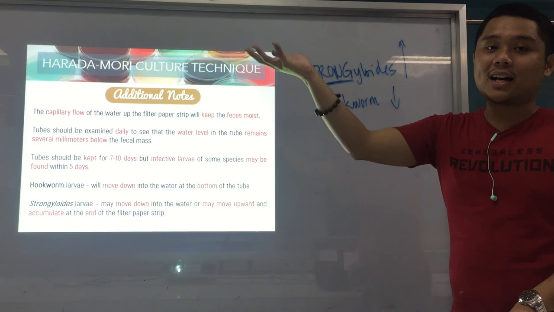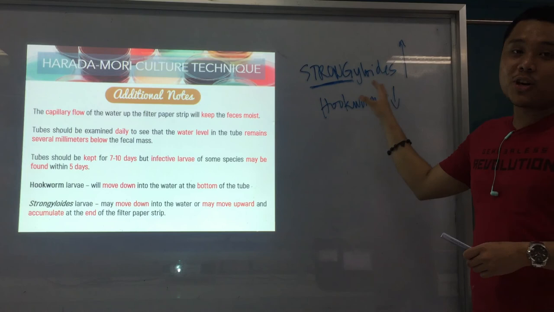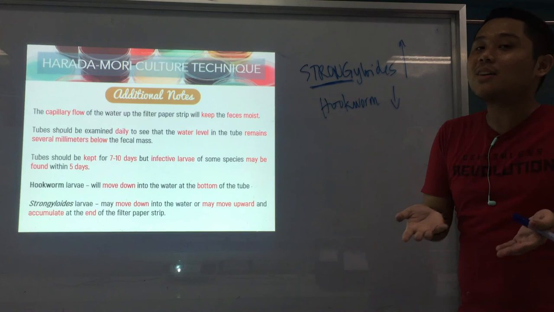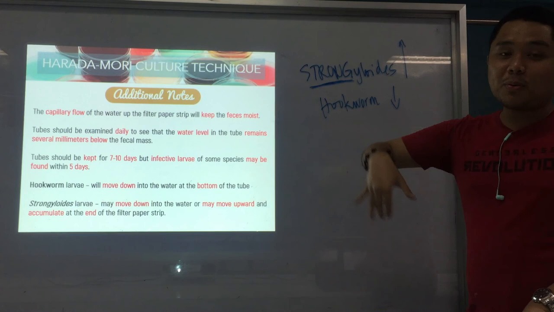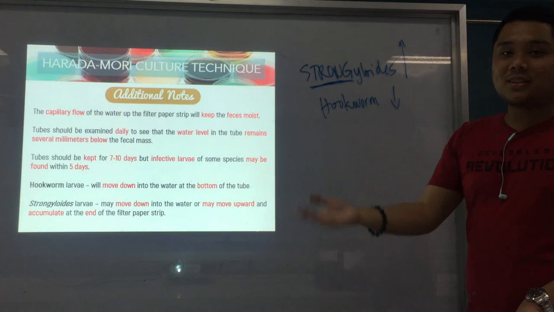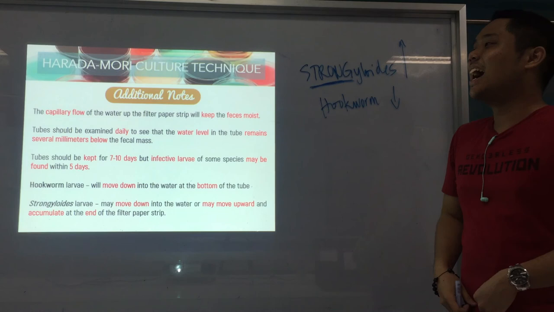So those are the terms there. Okay. But yeah, choose your fighter. It's up to you. Choose your bias, whichever mnemonic I provided to you. But if you have other mnemonics, then go ahead. As long as you know who goes up and who goes down, or at least you know who goes upward and downward, or who is the top and who is the bottom. Okay? Alright. And the versa. Just kidding. Okay, so those are some additional notes about the Harada Mori preparation.